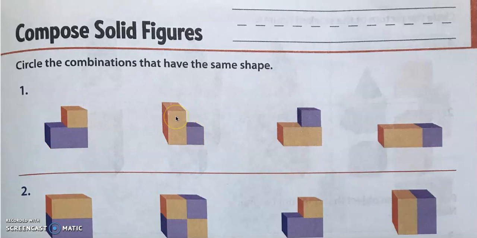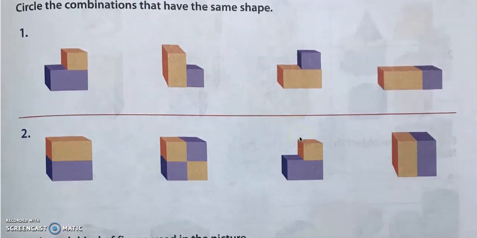But Miss Jen, this one is different from these two. Yeah, it looks like it from the picture, right? But if you look at it from the other side, it does look the same. Since we are talking about three-dimensional shapes, we have to think about looking at these shapes from different sides, different angles. So these three have the same shape.